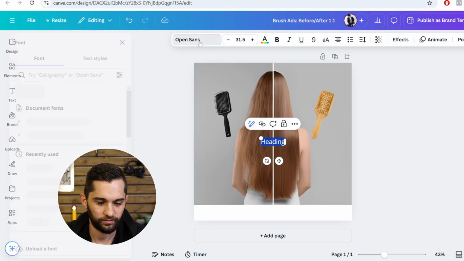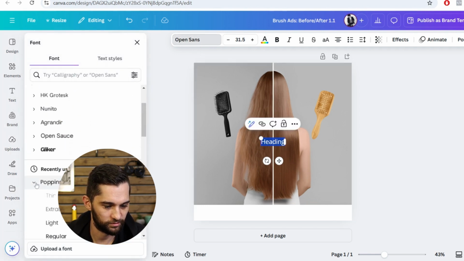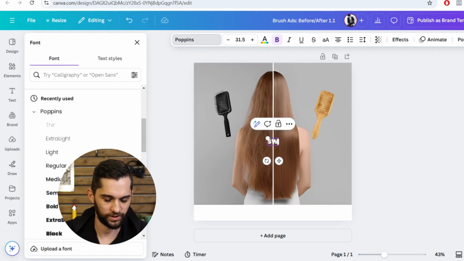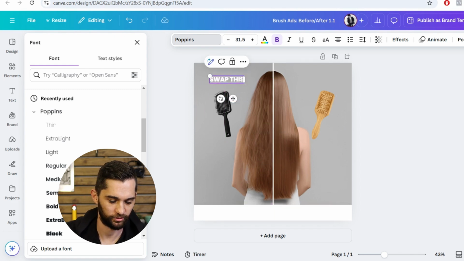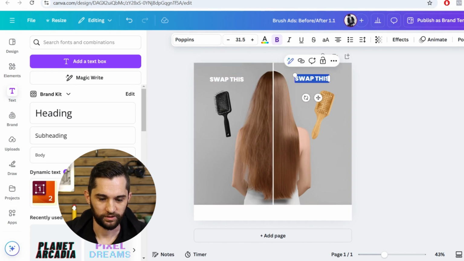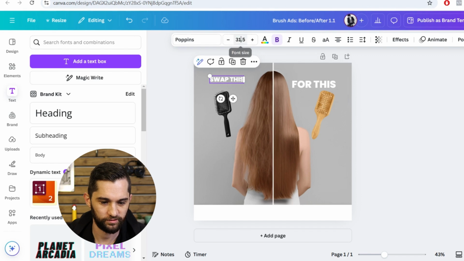So we're going to drop some text in, maybe go with pop-ins, and I want this to be bold, and we're just going to say swap this. So we're not using before and after, we're using swap, which is not going to be a problem with Meta. And then we'll make this for this. So we want to get these fairly noticeable, so we want to change the size, 50.7.